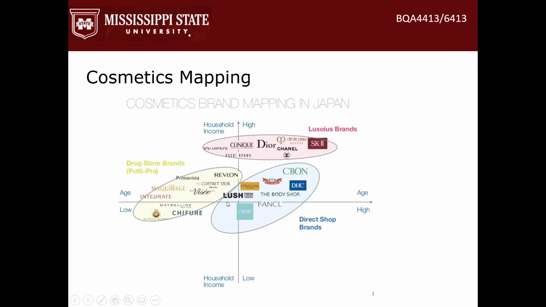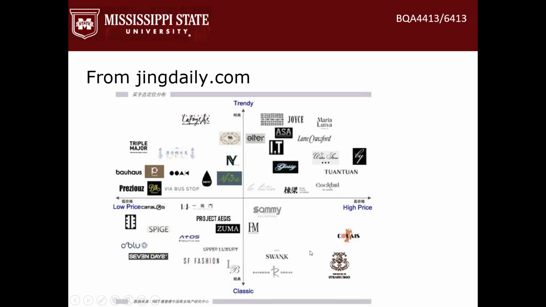So here's an example of this, where we have a perceptual map, and this is cosmetics, and we have household income from low to high as one of our segmentation bases, and age from low to high as another one. Then we place our different cosmetics brands on this map, and then we circle the similar groups. So here we've got three different groups. We've got the direct shop brands, the luxurious brands, and we have the drugstore brands.